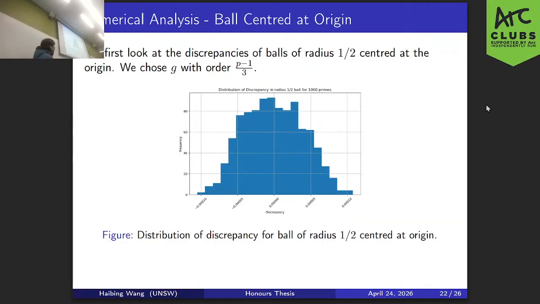Yep, and then we're using numerical analysis on this. So what I did was, here I just took balls centered at the origin of radius 1/2, so the maximum picture. And then we looked at what the discrepancies look like. And they're just kind of distributed here. And you'll notice that the errors are not that big.